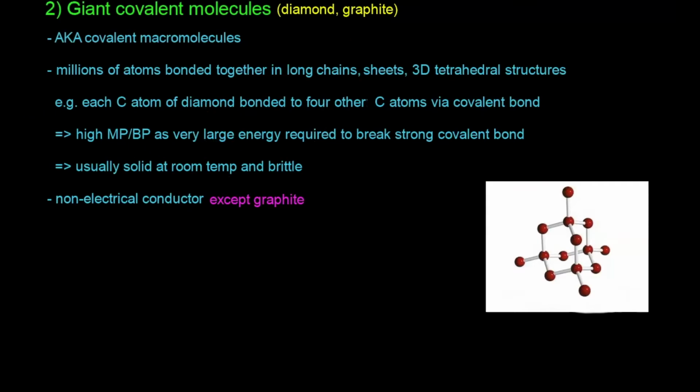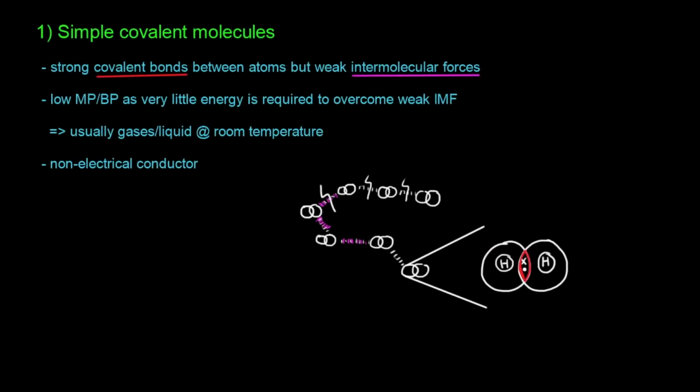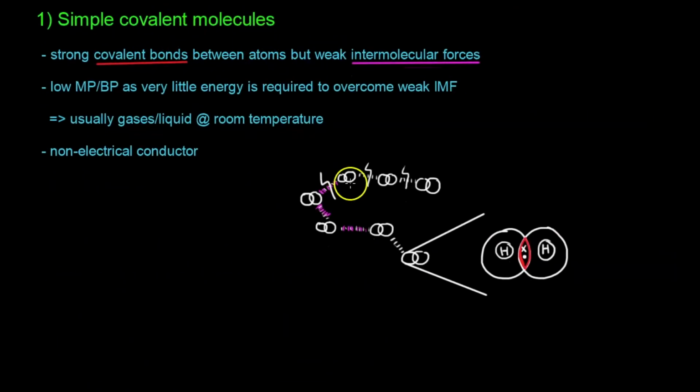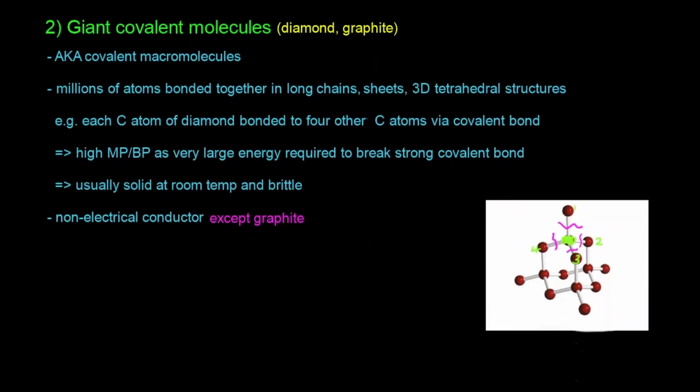So what do I mean here? For example, let's talk about this guy. Maybe we shouldn't use red. Green color. This green atom here, you can see, is bonded to 1, 2, 3, 4 other C atoms. So when I'm talking about boiling and melting point for giant covalent molecules, I'm talking about breaking all these very, very strong bonds. Compared to when I'm talking about melting or boiling point for simple covalent molecules, I'm talking about breaking all these very, very weak IMFs. So this is the difference between simple covalent molecules and giant covalent molecules.